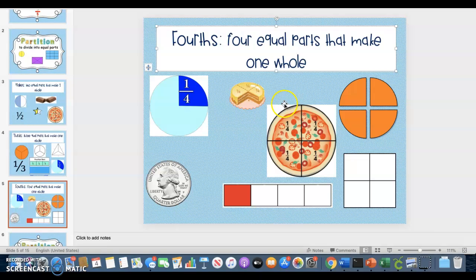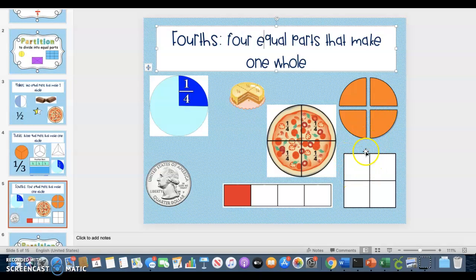Just like with our pizza pie example when we were talking about halves, let's say you had a big pizza pie and you had 3 friends come over. So there were 4 people that wanted to all eat pizza. Well, what would you do? You would have to cut it into equal parts, right? So each friend would get 1/4 of the pizza to eat. We also have a circle that's been partitioned into 4 equal parts, 1/4, 1/4, 1/4, 1/4.